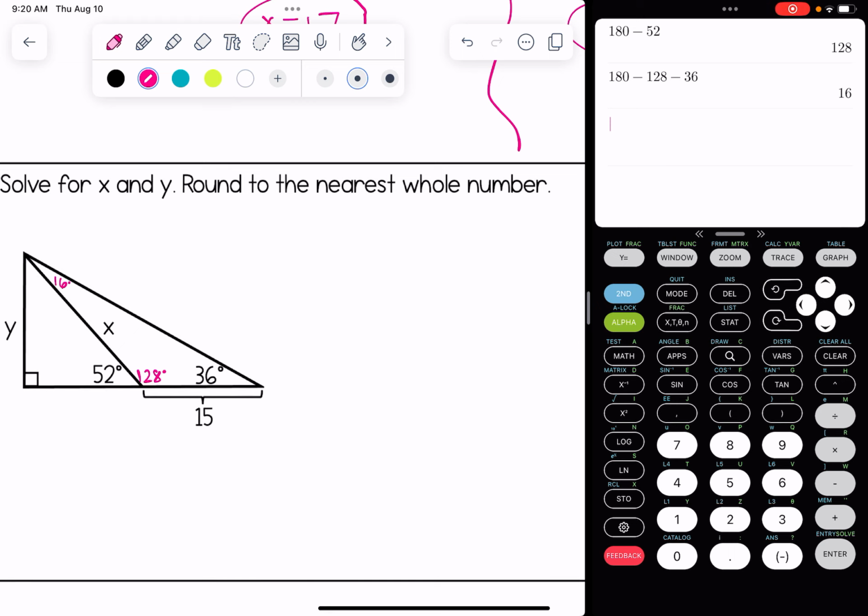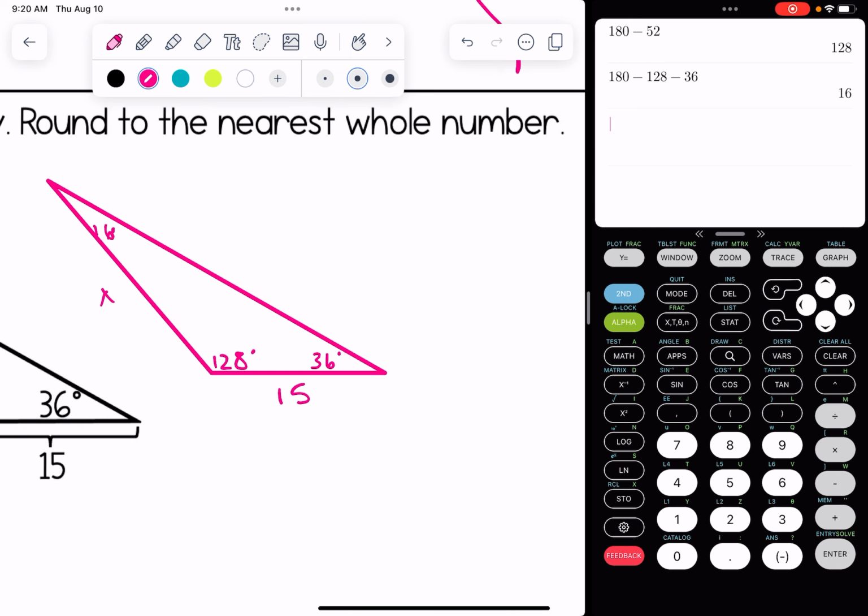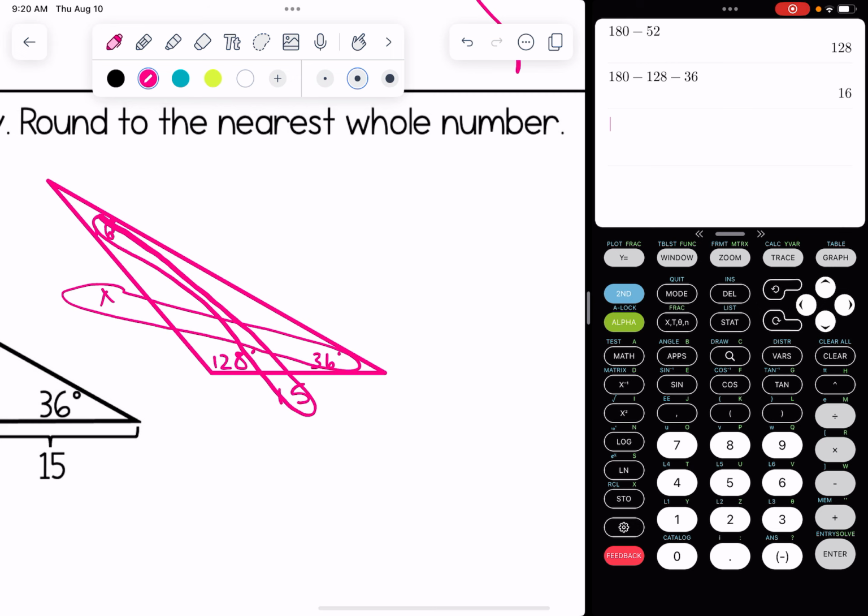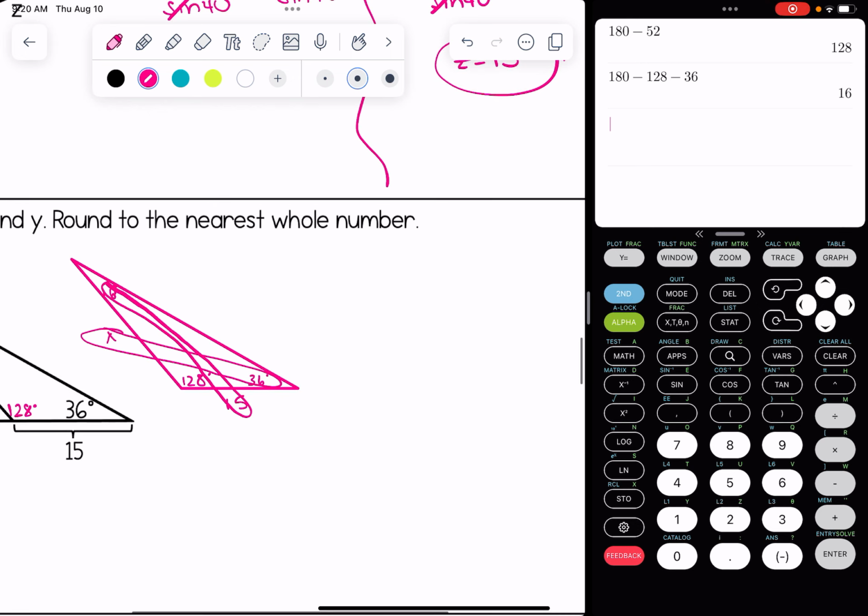So what I'm actually going to do here is I'm going to redraw this triangle. I'm just going to slide it over, and separate it for a second from the rest of the picture so that you could see it a little bit clearer. And you could see on this problem now that I have a set of opposites, the 16 and the 15, it's a very narrow triangle here, and also the 36 and the x. So I can now find the value of x using the law of sines.